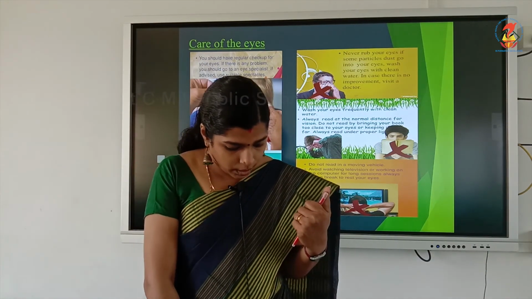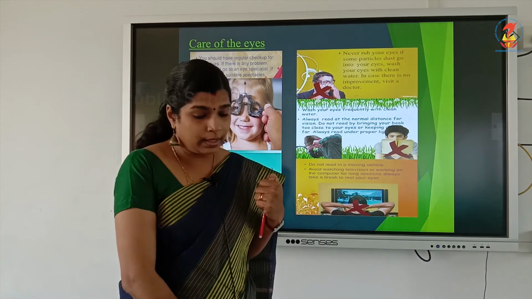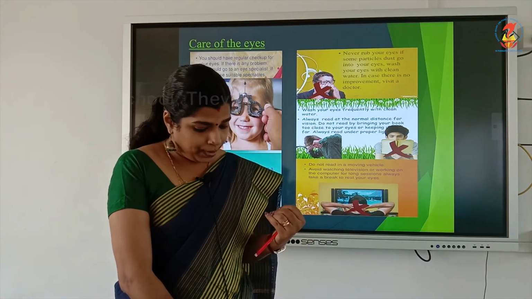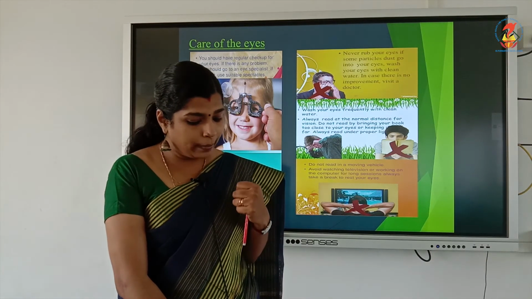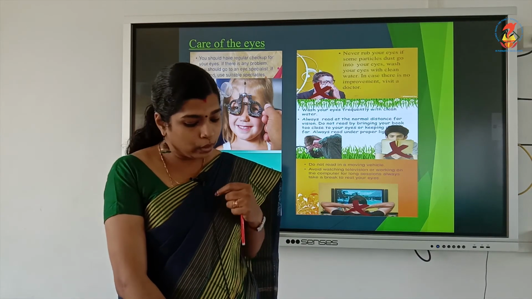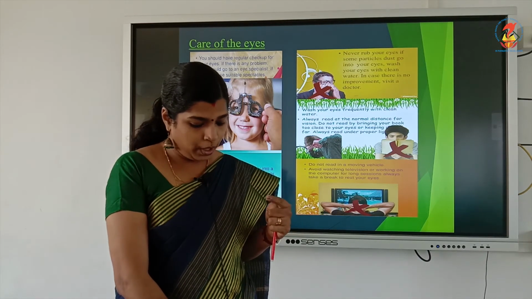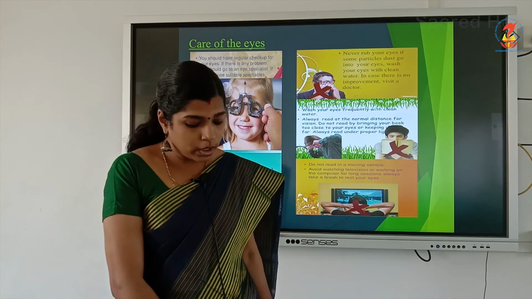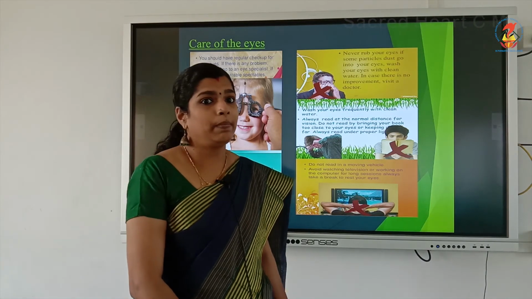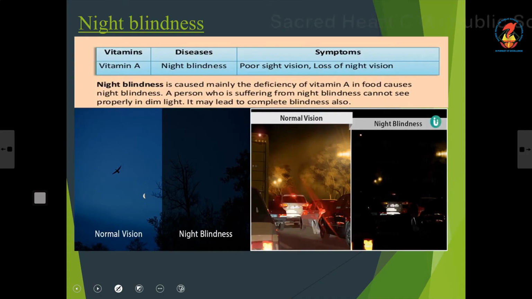Then you learned about balanced diet in class 6. If a food is deficient in some components, eyes may also suffer. Lack of vitamin A in foodstuff is responsible for many eye problems. Most common among them is night blindness. Night blindness is mainly caused by the deficiency of vitamin A in food.